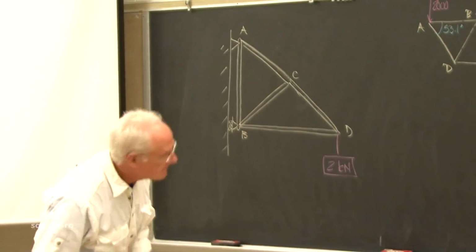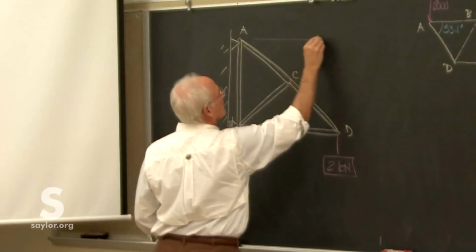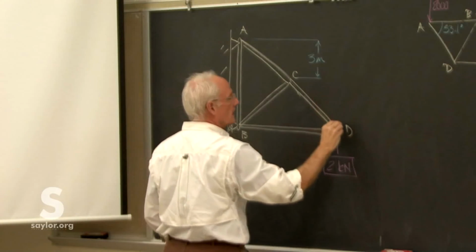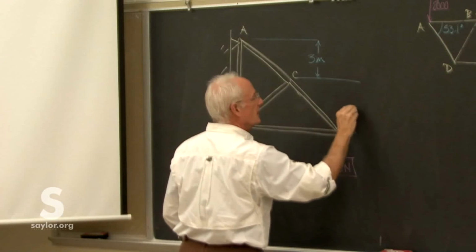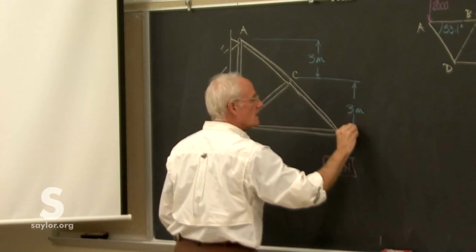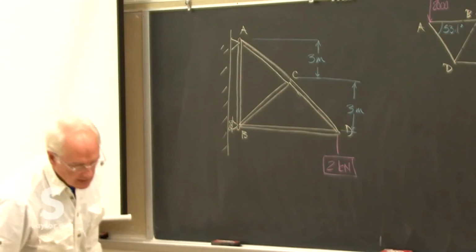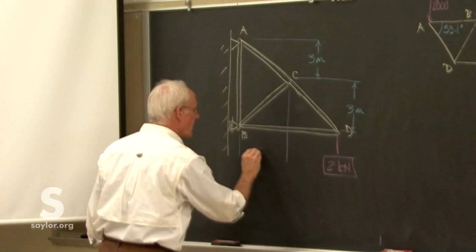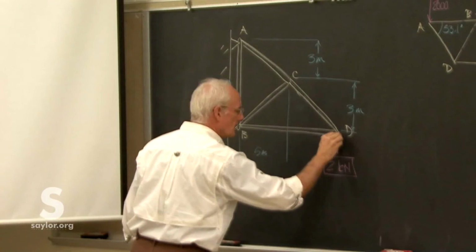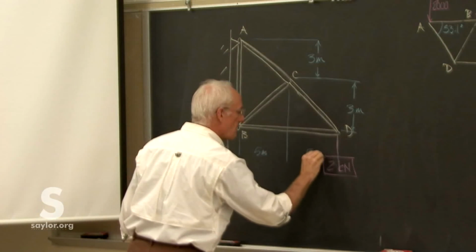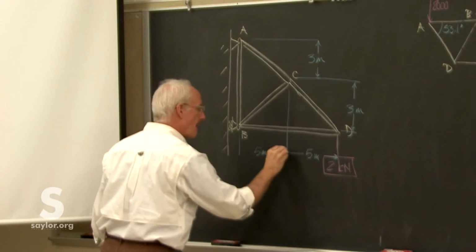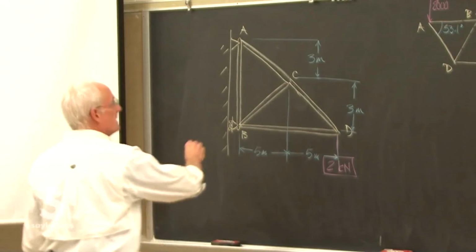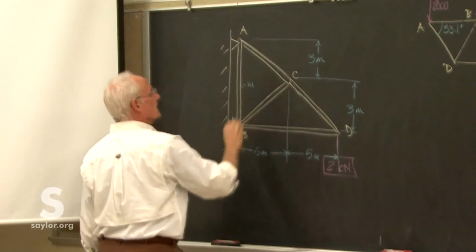And the dimensions. Three meters and 3 meters. Five meters across there, and 5 meters across there. And then this piece, oh well, it just would fall out, that's 6 meters.